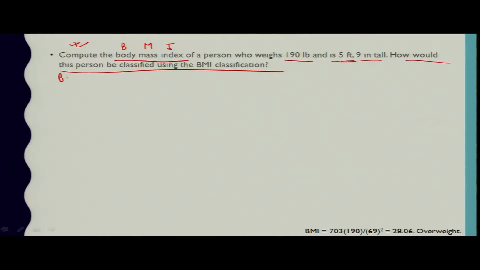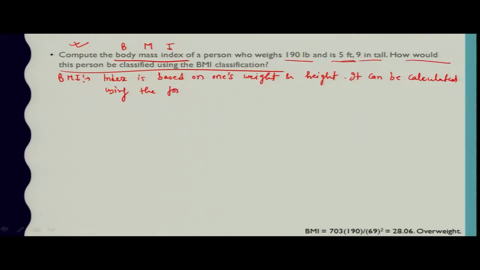So this BMI, this particular index, is based on one's weight and height, and it can be calculated using the formula BMI equals W upon H square, if W is weight in kilogram and H is the height in meter.